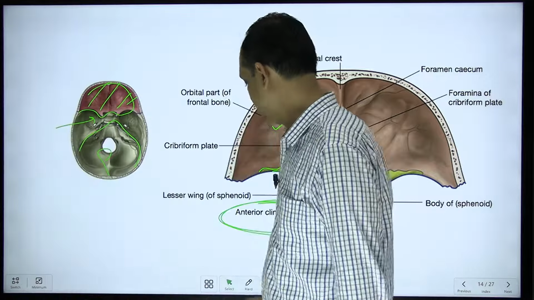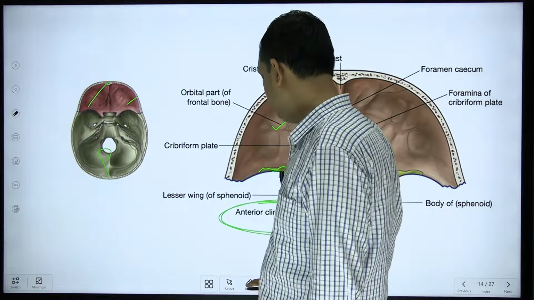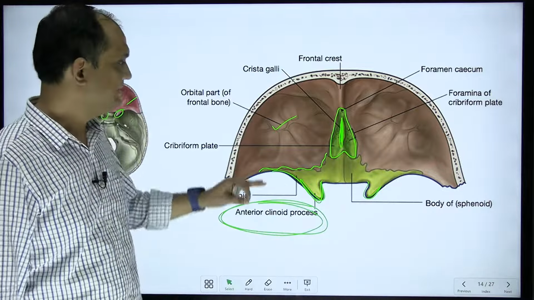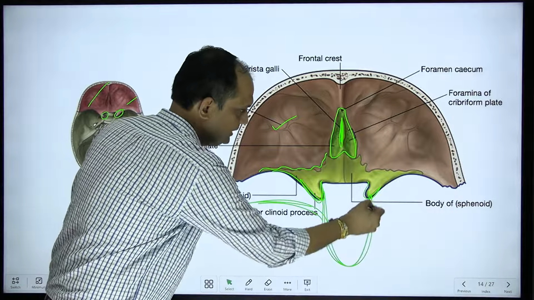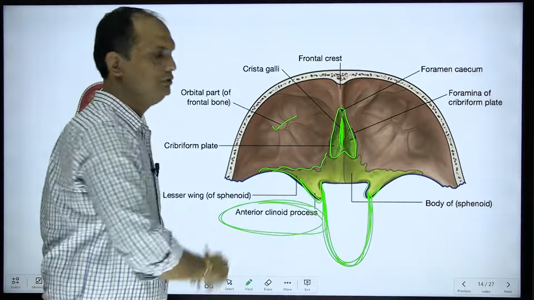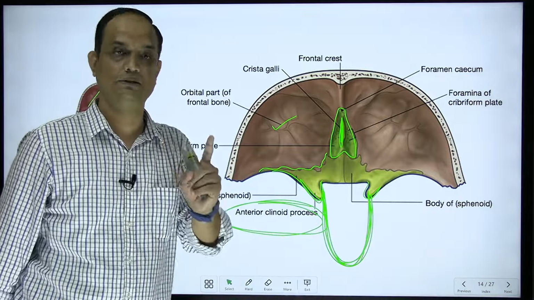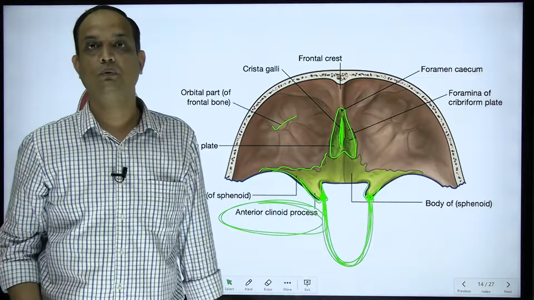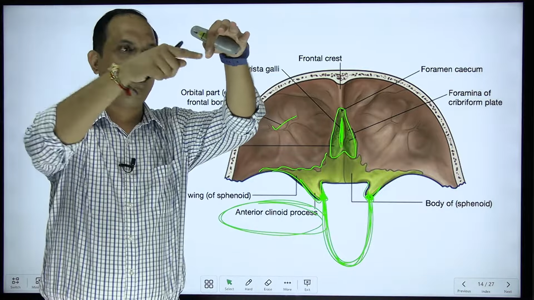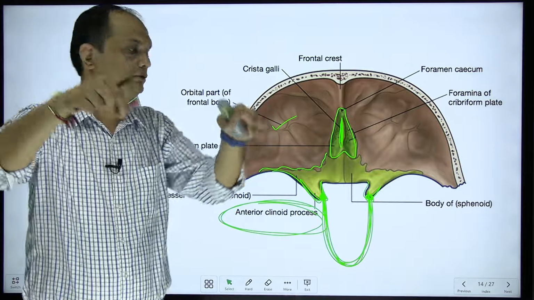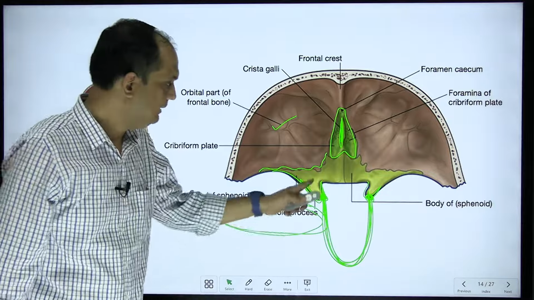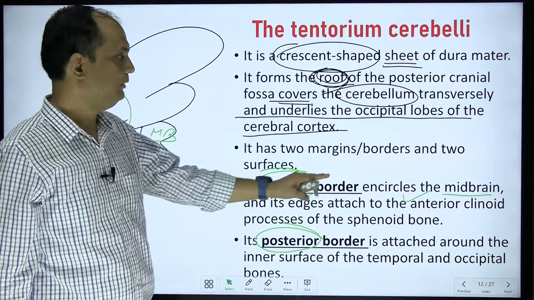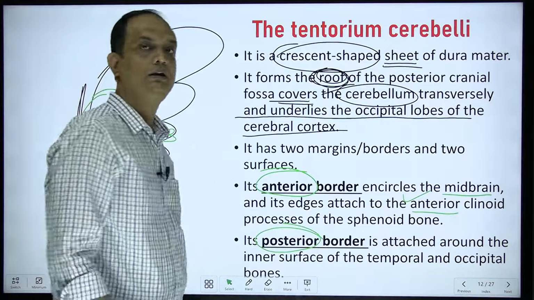So if I want to see the anterior clinoid process in this complete skull, where will I find it? The anterior clinoid process is this; these tips which are protruding are known as the anterior clinoid process. On this anterior clinoid process, a U-shaped structure is attached. This U-shaped structure, children, is your tentorium cerebelli free margin, because here it is not attached to anything; there are only two points from which this loop is hung. If I hold that loop in my hand, the loop is completely free except these two points, and these two points are the anterior clinoid processes. The remaining part of the loop is known as the free margin or anterior border of the tentorium cerebelli. So the anterior border encircles the midbrain and attaches to the anterior clinoid process.